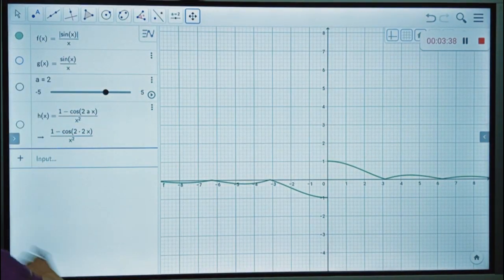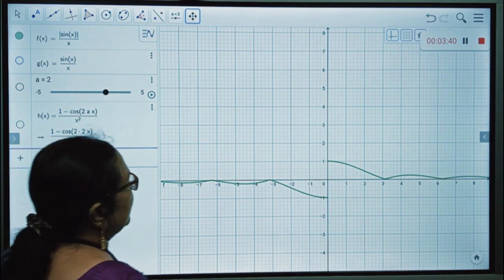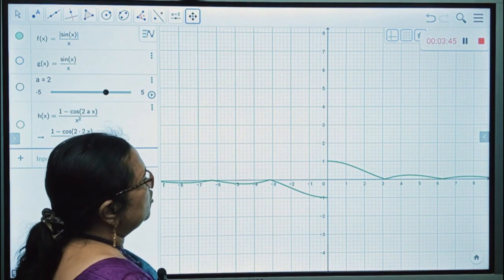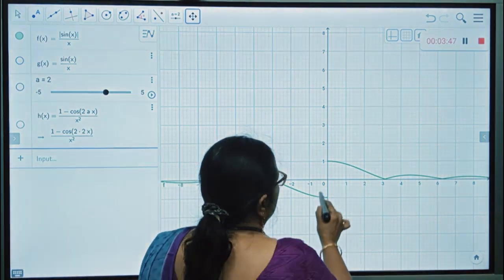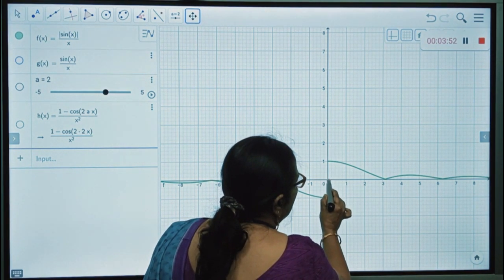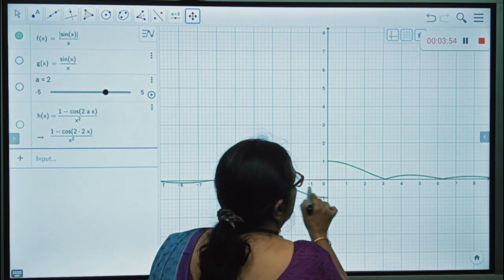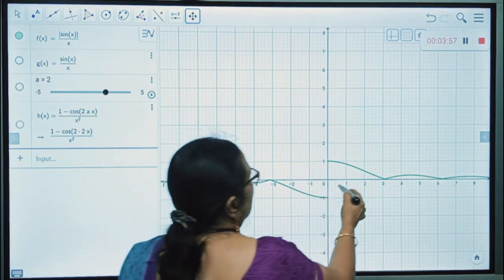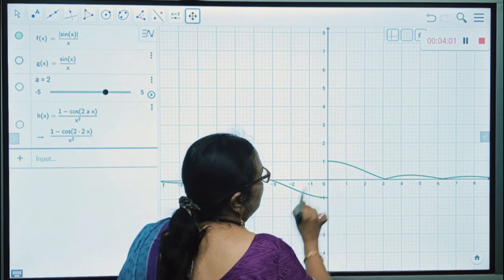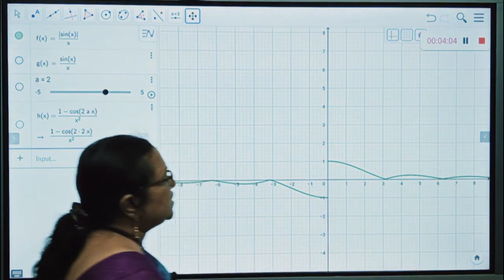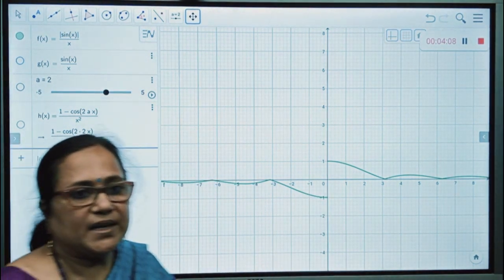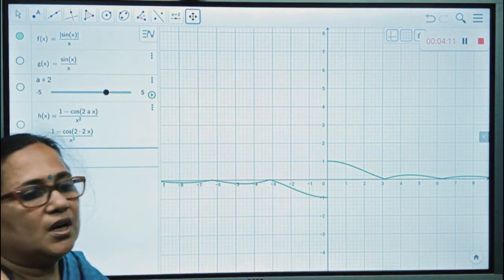Okay, now this is the graph of modulus of sin x by x. What do you see around 0? If you see around 0, you can see to the left of 0, the limit is minus 1. To the right of 0, the limit is approaching plus 1. To the right of 0, it is positive. To the left of 0, it is negative. So there is a jump in the graph. There is a gap in the graph. Therefore, the function is not continuous.